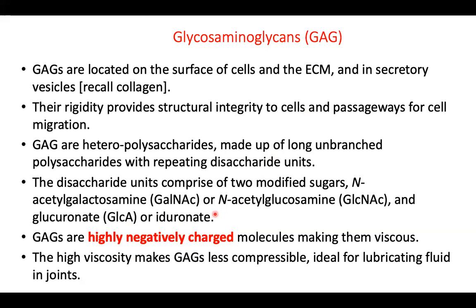And then the rest of this just talks about the structure of it, but we're going to go over it. One of the key concepts, again, is that it's a repeating disaccharide unit. Disaccharide means two sugars, and it just means that it has a pattern. It's going to go A, B, A, B, A, B. And again, we're going to look at what that actually looks like later on.